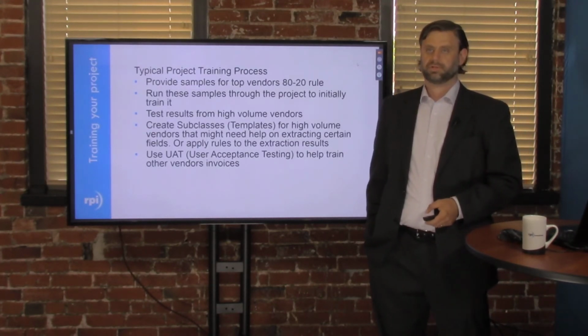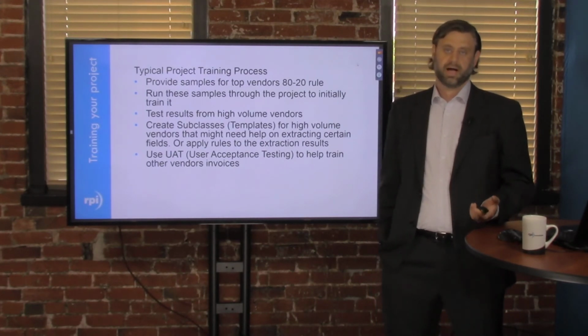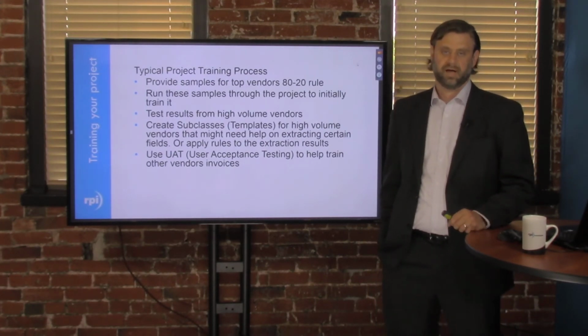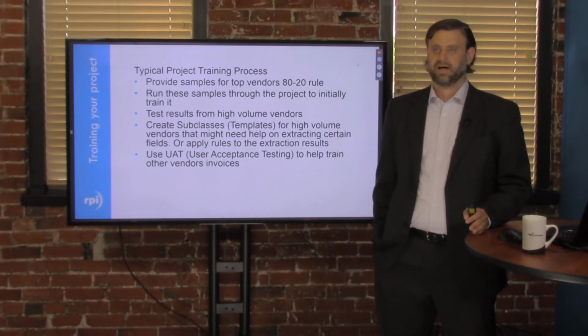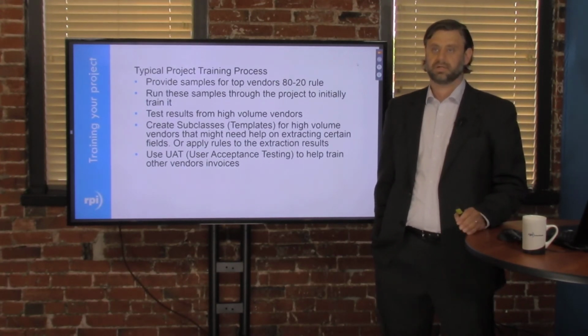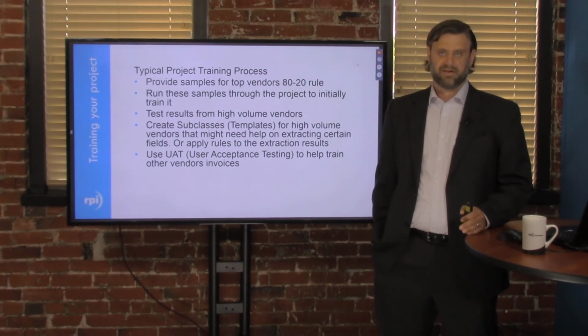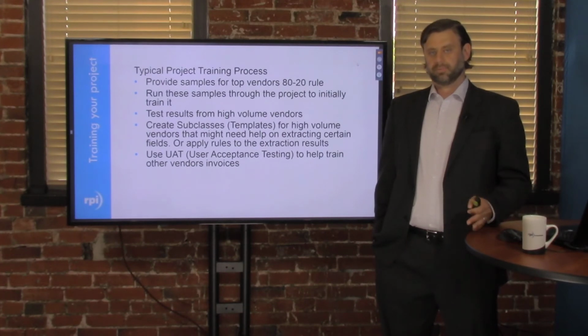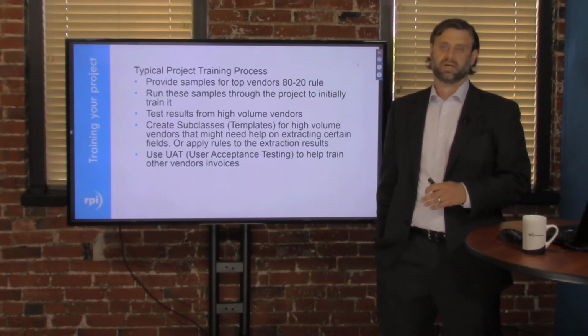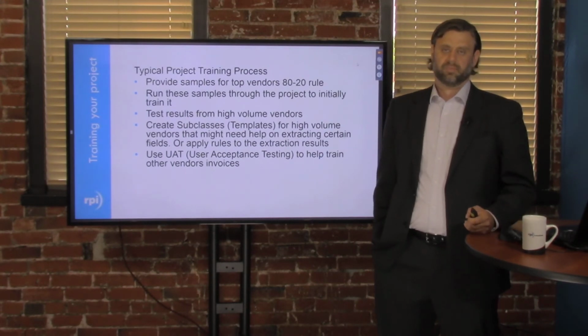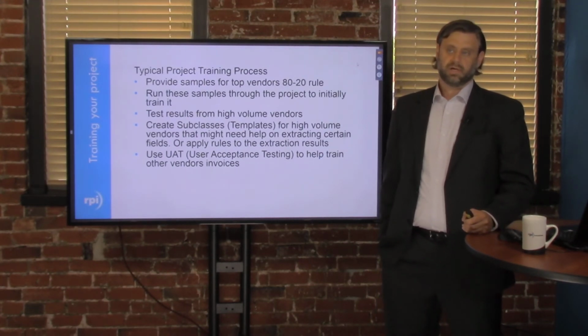So a typical training process: how do we train our projects as we're implementing Kofax? The 80-20 rule definitely applies. 80% of your volume is going to come from 20% of your vendors. If you identify those high volume vendors, you want to run those samples through. Typically, as we're building the project, before we even get into any testing with our customers, we'll want to get some invoice samples from them, those high volume vendors.